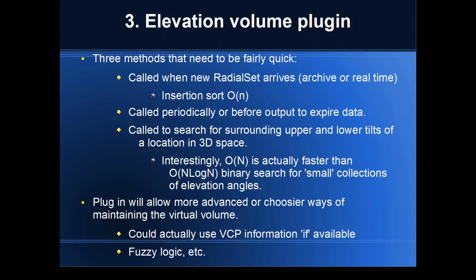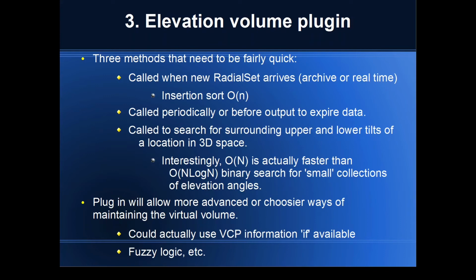With the elevation volume plugin, there are 3 methods in the API that need to be fairly responsive for this to work properly. The first is called whenever a new radial set arrives in the system, either from archive or real-time data. Typically, a simple insertion sort seems to work the best here, just to maintain a sorted list of radial sets. The second is a helper method, if required, for allowing time expiration. This is typically only important if you're outputting data multiple times per incoming data set, so it shows up more with heartbeat or synchronized output.